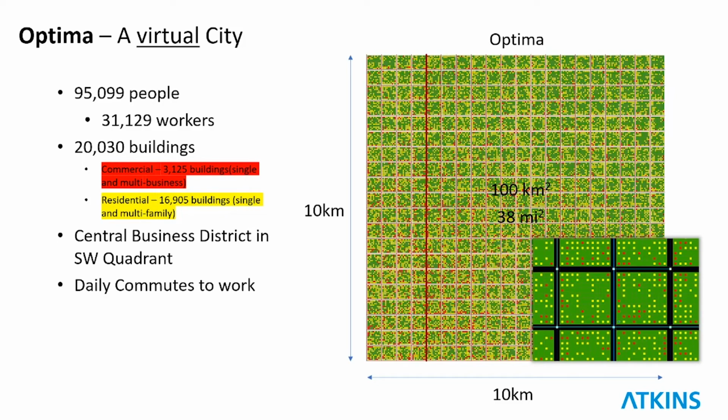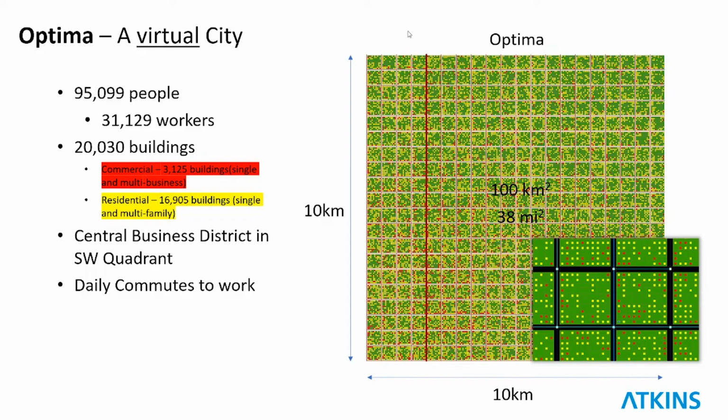So we jumped into it and built a model. We used the virtualization capability within City Simulator to create a virtual model. So this square diagram you're seeing, that's actually our model. That's the map of the city that we built. It's called Optima. It has about 100,000 people, and it has the yellow dots and red dots you're seeing there. Those are commercial and residential buildings. Red is commercial. You can see there's a main street, a central business district on the southwest quadrant here. The red line is the main street.